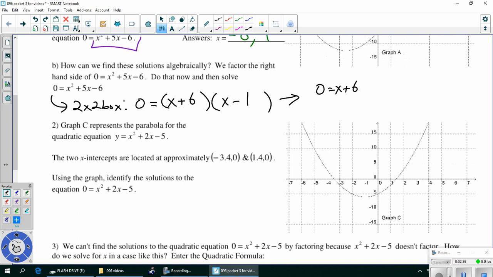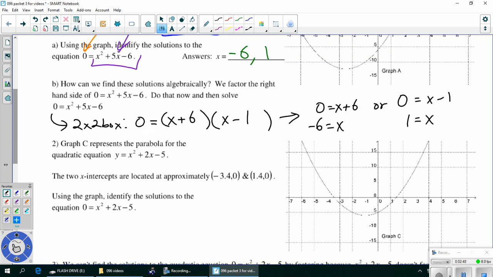0 equals x plus 6, or 0 equals x minus 1. And so then subtract 6 from both sides, add 1 to both sides, and we get x equals 1 and x equals negative 6. No surprise, those are exactly the right answers because we read them off of the graph when we saw the x-intercepts. Okay, all well and good.